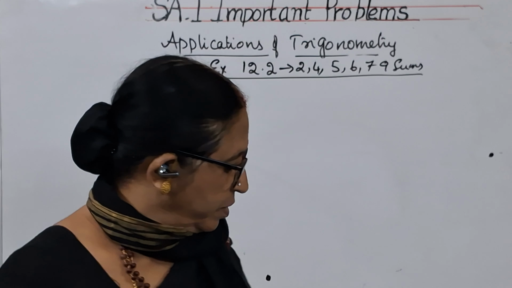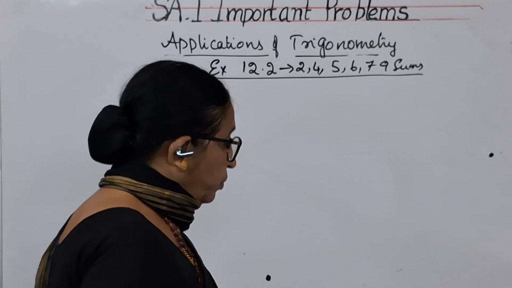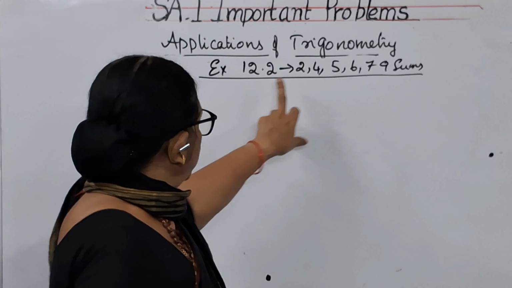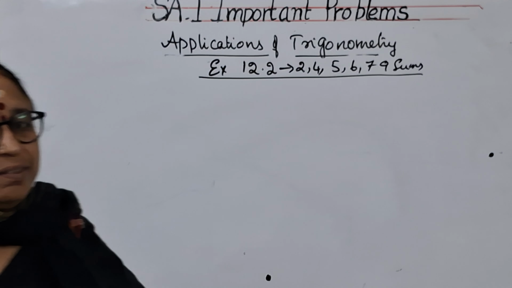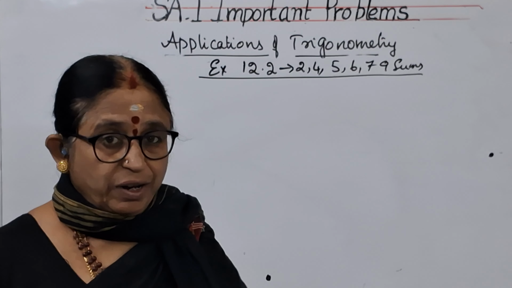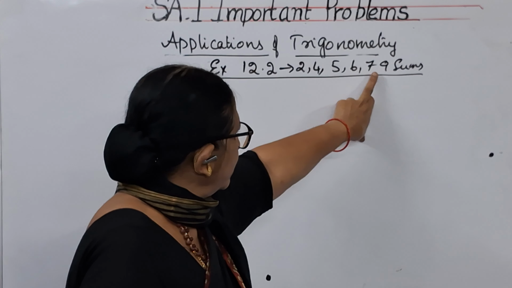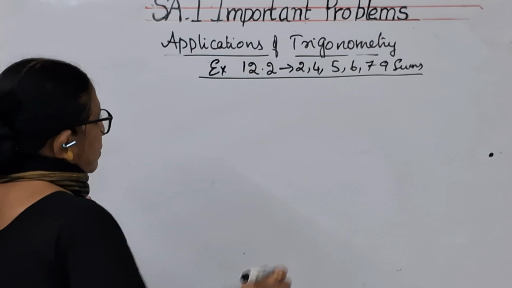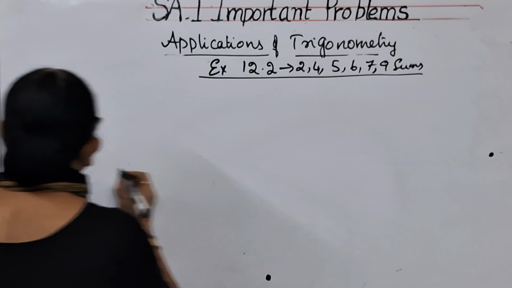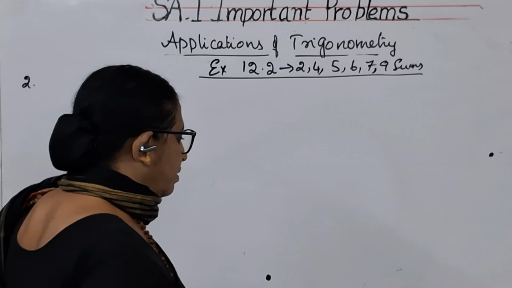Children, in the previous class, I taught you the applications of trigonometry, exercise 12.1. Now, the important questions for exercise 12.2 are sums 2, 4, 5, 6, 7, and 9. These are the important sums. We will start with the second sum. What does the second sum say?